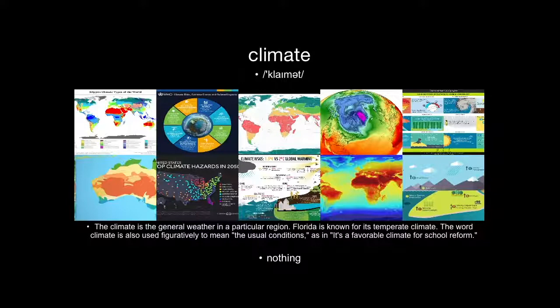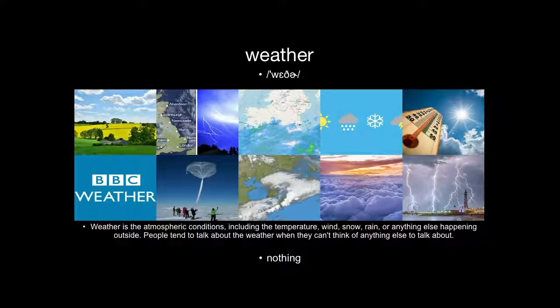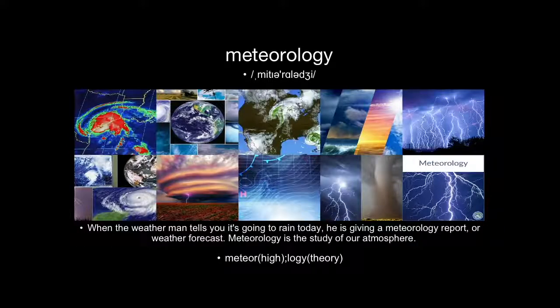Climate. The climate is the general weather in a particular region. Florida is known for its temperate climate. Weather. Weather is the atmospheric conditions, including the temperature, wind, snow, rain, or anything else happening outside. Meteorology. When the weatherman tells you it's going to rain today, he is giving a meteorology report, or weather forecast. Meteorology is the study of our atmosphere.